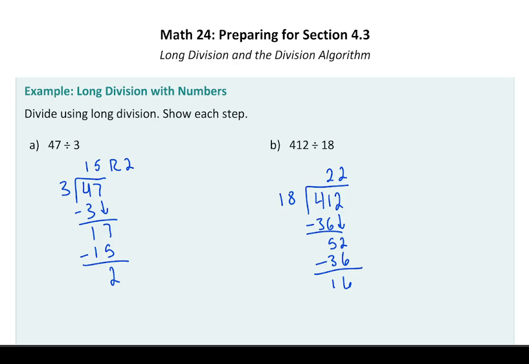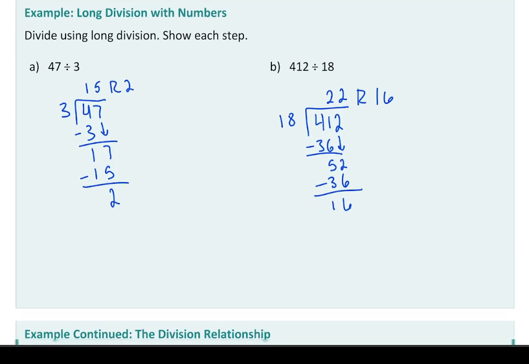Now 16 is less than 18, so that means we're done. That's our remainder. We write our 16 to the side there. Now let's see how to properly think about these problems and write down all the different components.